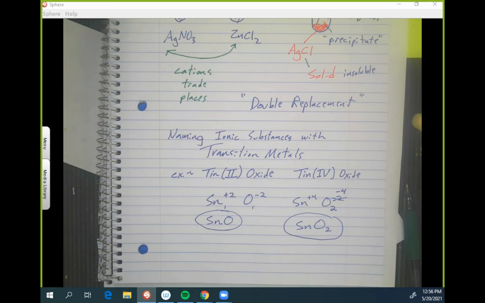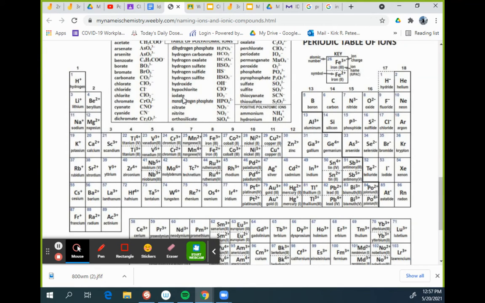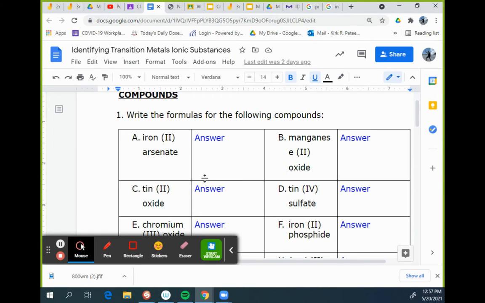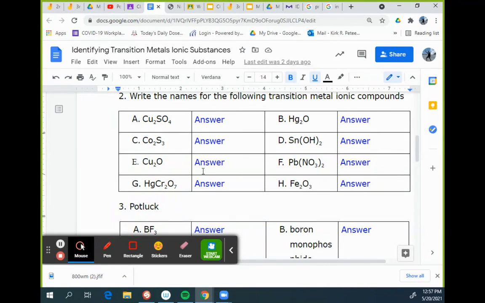So we just did formulas, by the way. Now let's reverse it. So let's go to the reversal of this up here, and let's go to our problem. Write the names for the following transition metals and their compounds. So let's do the F. Let's do Pb(NO3)2. I'm going to write that one down. Flip my paper. So I'm going to do F, Pb(NO3)2, and there's a 2 there.